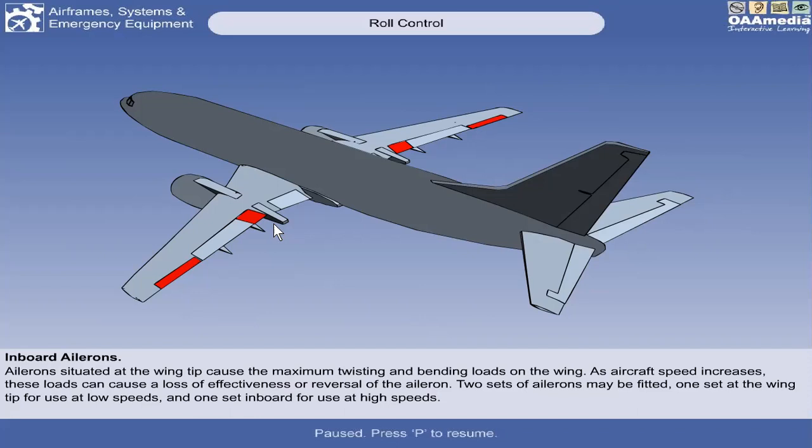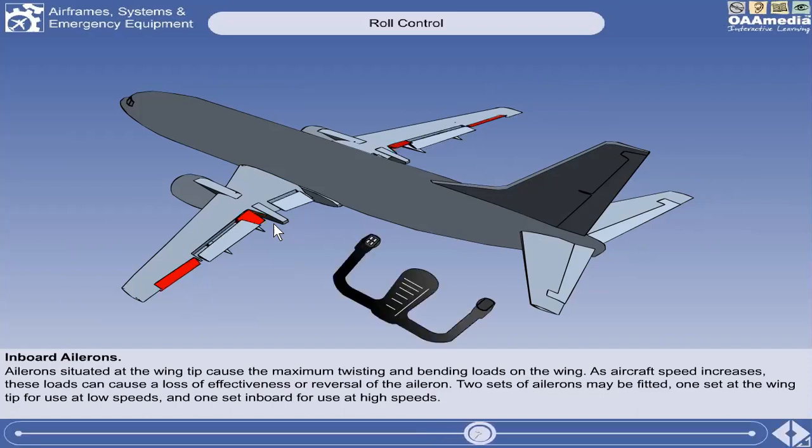Okay? Pero may mga ibang eroplano na at low speeds, nagde-deflect yung parehas, yung inboard at outboard ailerons. Pero at high speeds, okay, once na nag-retract na yung flaps natin, automatically madi-disengage na yung movement ng outboard aileron. So yung mismo nagko-control na lang ng roll is yung inboard ailerons.